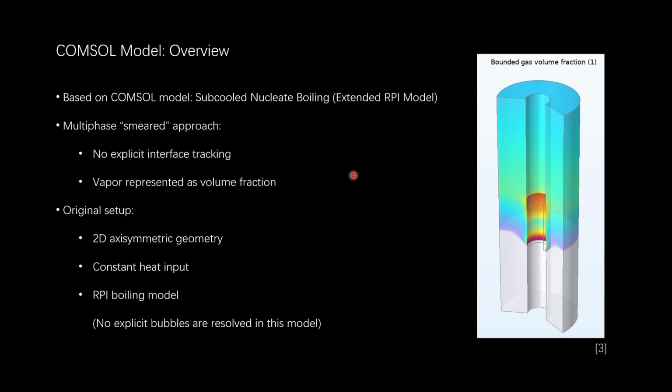This study is based on a COMSOL model for subcooled nucleate boiling using the extended RPI model. It is a multi-phase model that represents vapor as a volume fraction, and most importantly, it does not simulate the individual bubbles. The geometry for this model is 2D axisymmetric with a constant heat input.